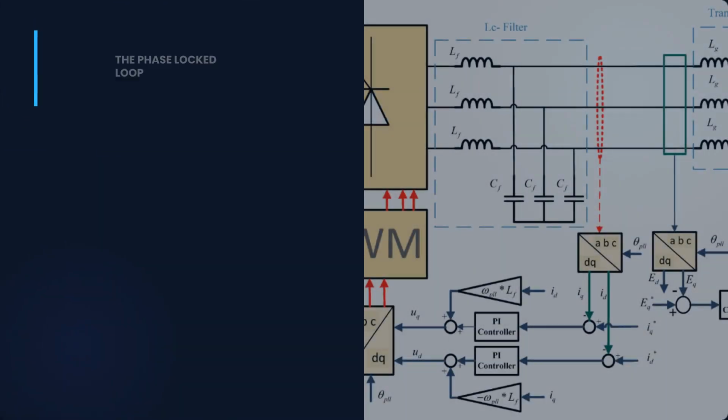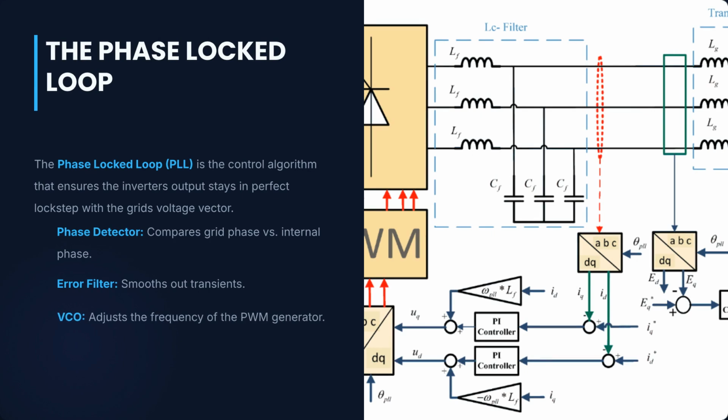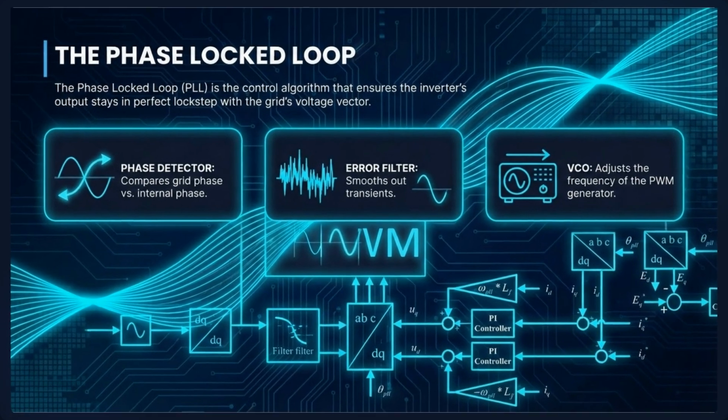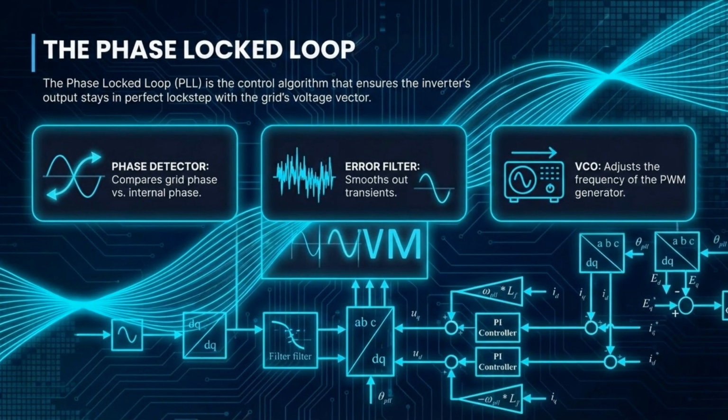The phase-locked loop, or PLL, is the critical control algorithm. It uses a phase detector, error filter, and voltage-controlled oscillator to continuously lock the inverter's output to the grid's voltage vector. This diagram illustrates the components of the phase-locked loop working together to maintain stable synchronization.